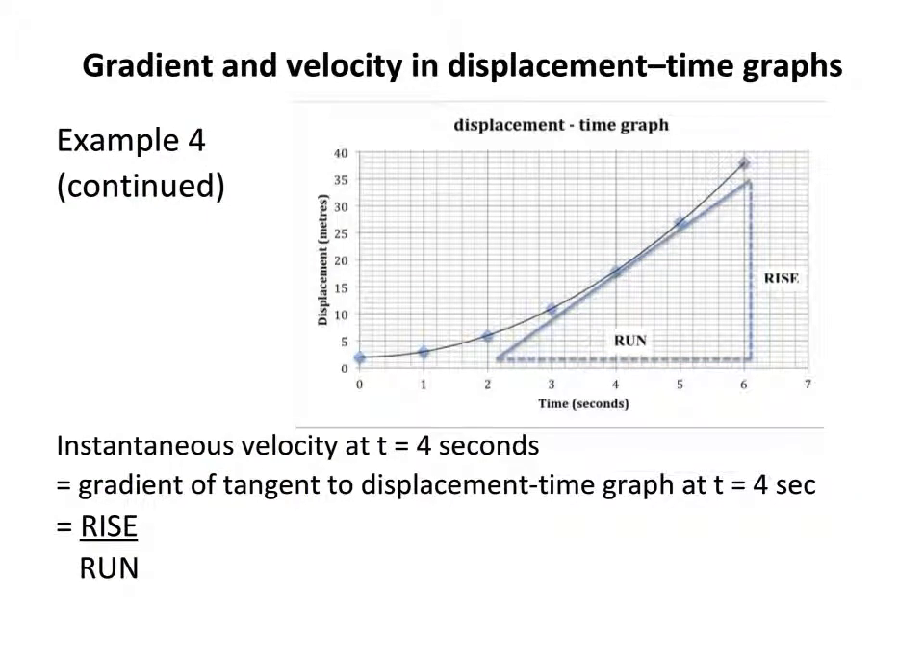Continuing with the previous example, the instantaneous velocity at 4 seconds is equal to the gradient of the tangent to the graph at 4 seconds, or the rise over the run.